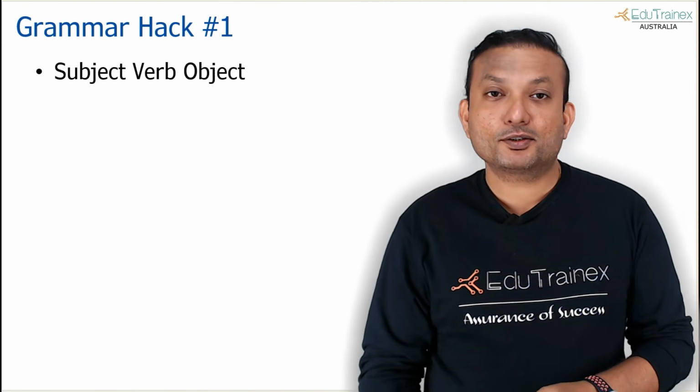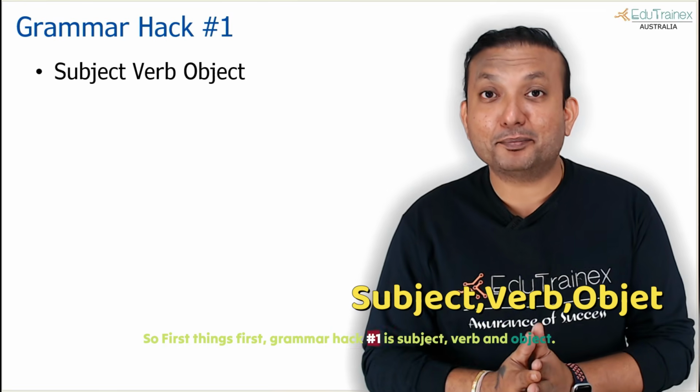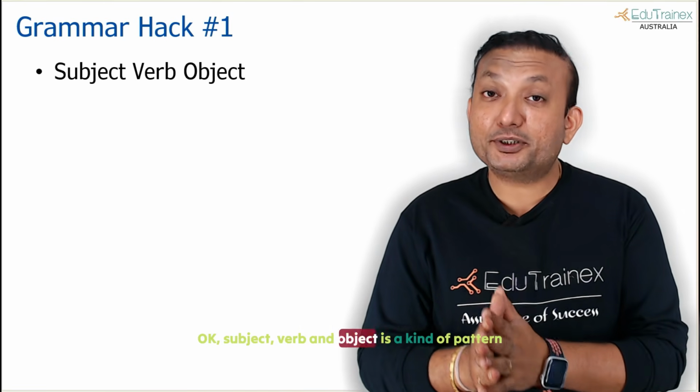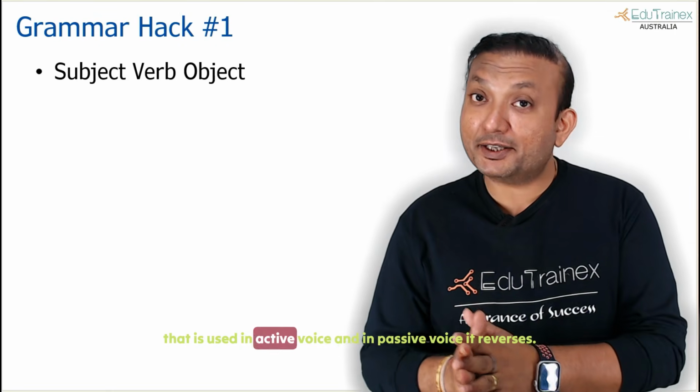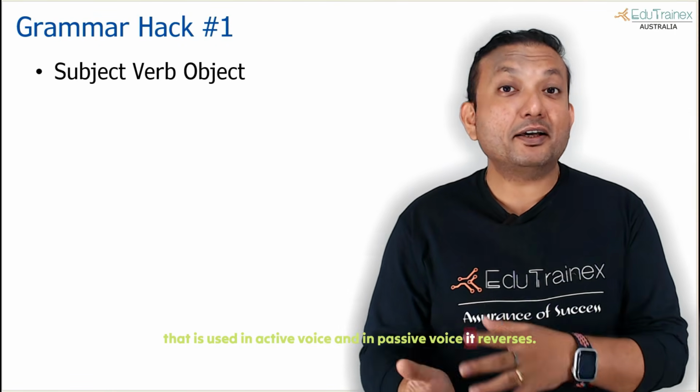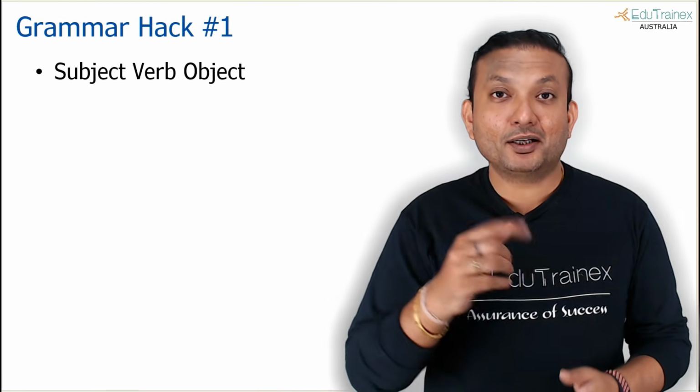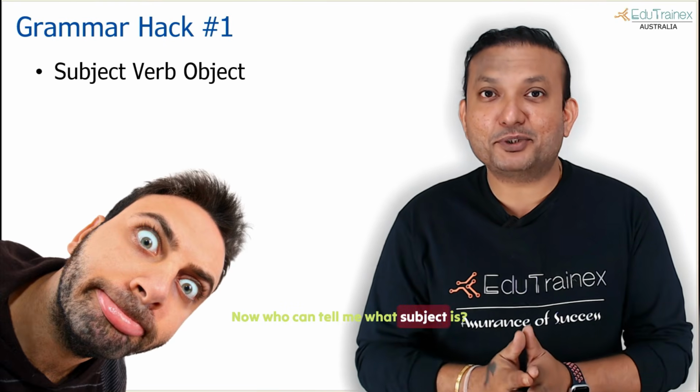So first things first, grammar hack number 1 is subject, verb and object. Subject, verb and object is a pattern that is used in active voice, and in passive voice it reverses. So the object comes first and the subject comes directly at the end. Now who can tell me what subject is?